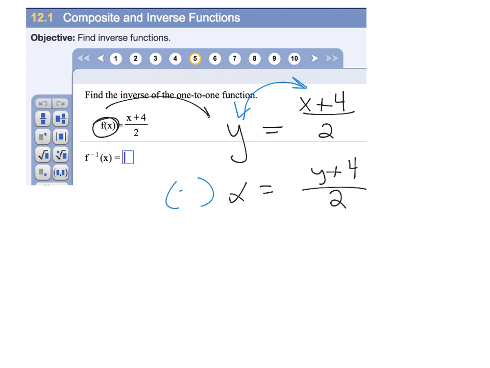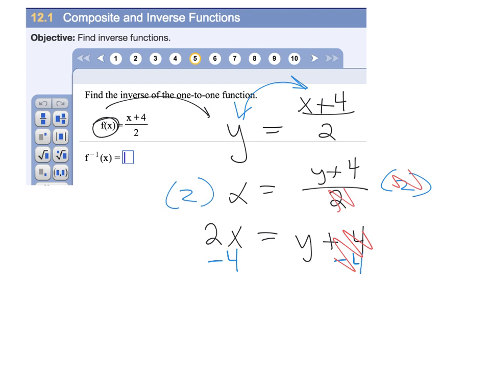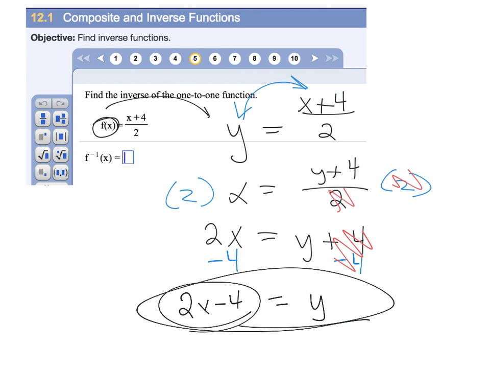And now we're going to multiply both sides by 2. So that gives us 2x equals, and then this 2 and this 2 undo each other. So I end up with y plus 4. And then we're still trying to get that y all by itself. So I'm going to subtract 4 from both sides. So the plus 4 and the minus 4 undo each other. So you get y is equal to 2x minus 4. And there is what you're going to put into MyMathLab.